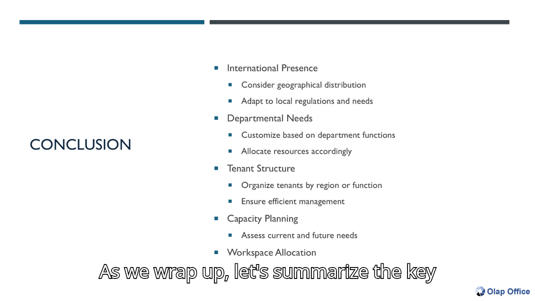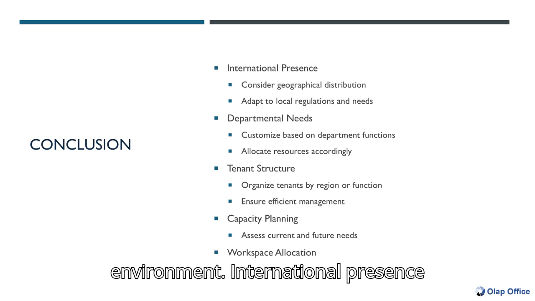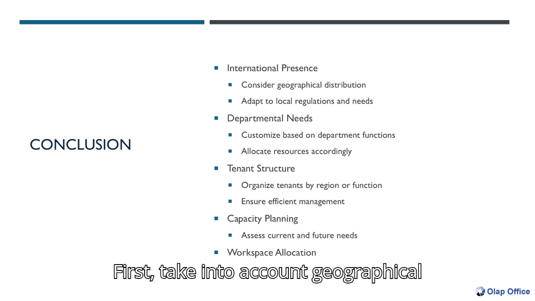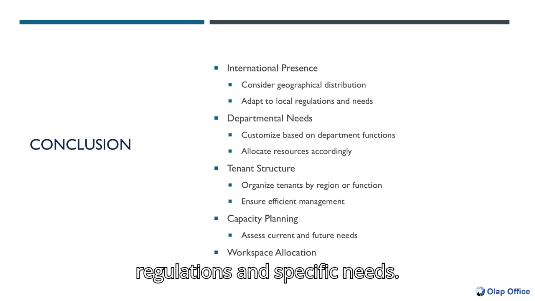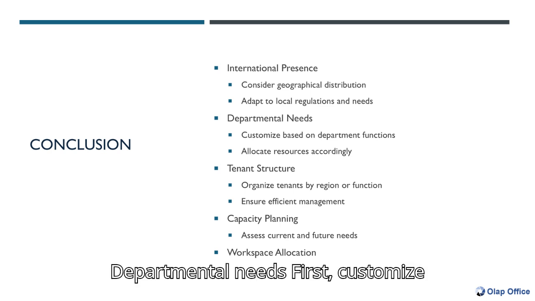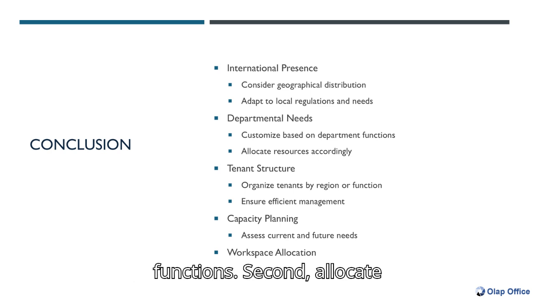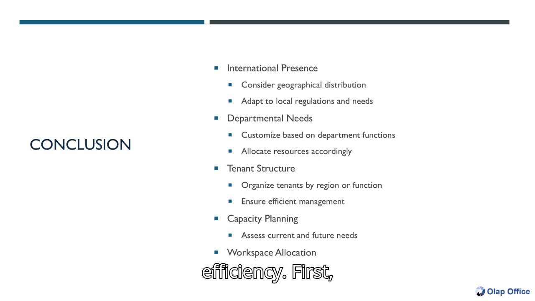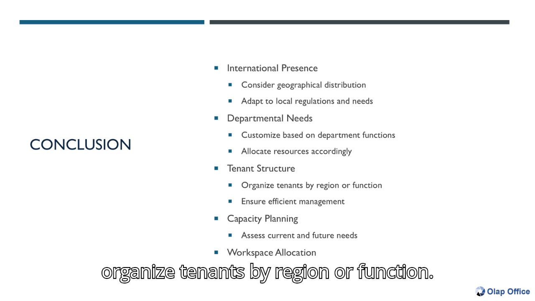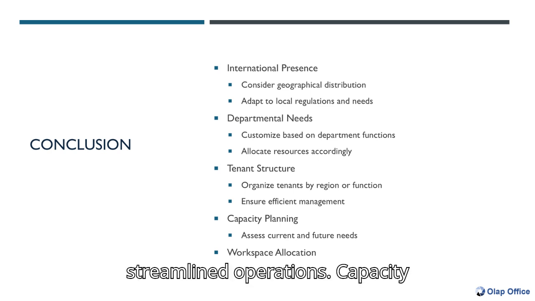As we wrap up, let's summarize the key points to consider for your Fabric environment. International presence. First, take into account geographical distribution. Second, adapt to local regulations and specific needs. Departmental needs. First, customize solutions based on departmental functions. Second, allocate resources accordingly to maximize efficiency. Tenant structure. First, organize tenants by region or function. Second, ensure efficient management and streamlined operations.